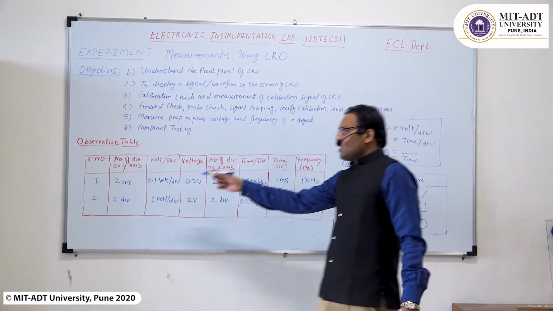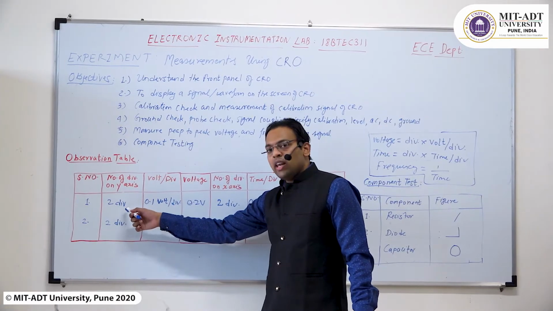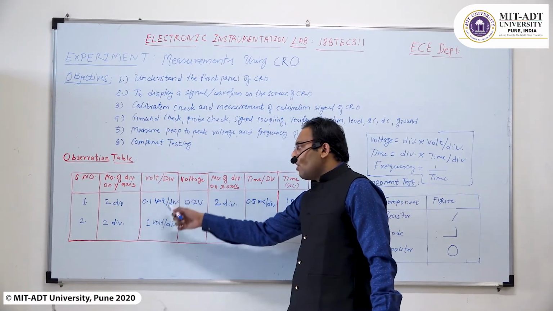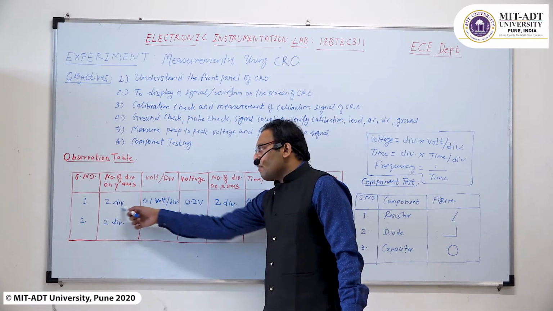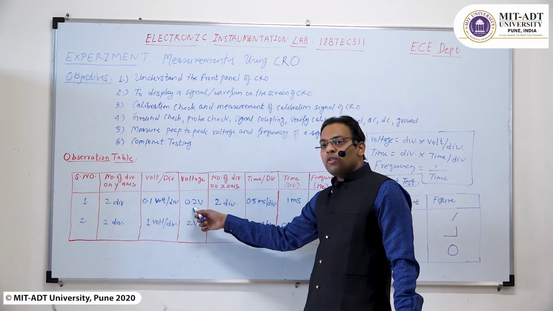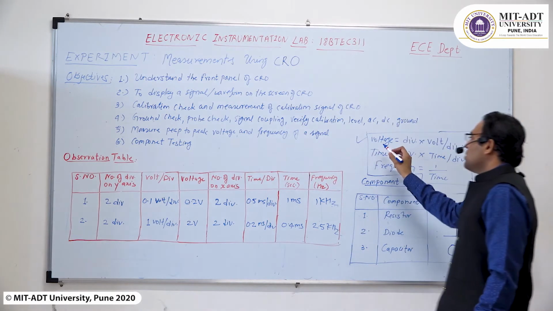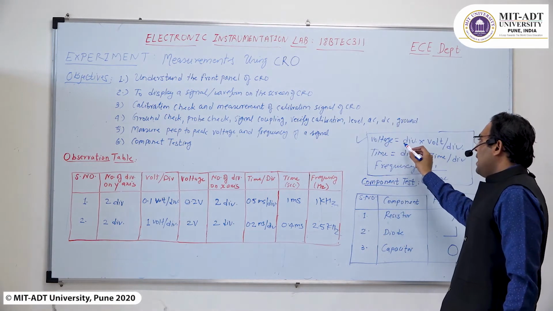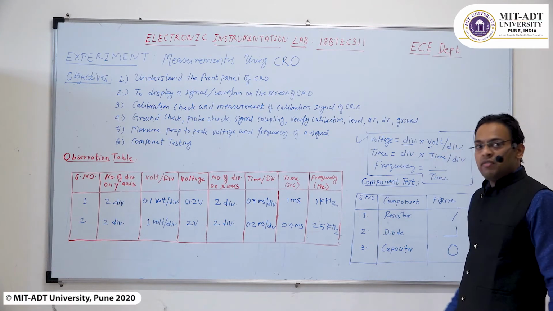First, we have taken this number of divisions on the y-axis. Its value was 2 divisions. Volt per division, its value was 0.1 volt per division. If you multiply both, 2 divisions into 0.1 volt per division, it will give you 0.2 volts. So basically this formula we have to use: voltage is calculated by the number of divisions on the y-axis multiplied by the volt per division value.